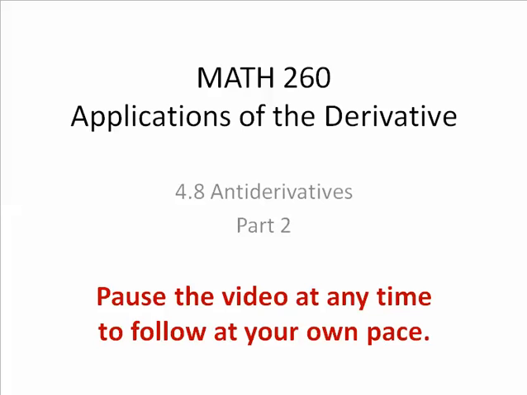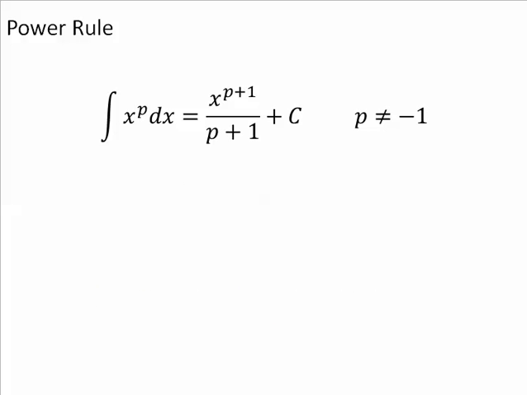Antiderivatives, Part 2. Recall the power rule. The antiderivative of x to the p is x to the p plus 1 over p plus 1, as long as p is not equal to negative 1. We also said the antiderivative of 1 dx is just x plus a constant. And if you have a different coefficient, like if you have 5 dx, then the antiderivative would be 5x plus an arbitrary constant.